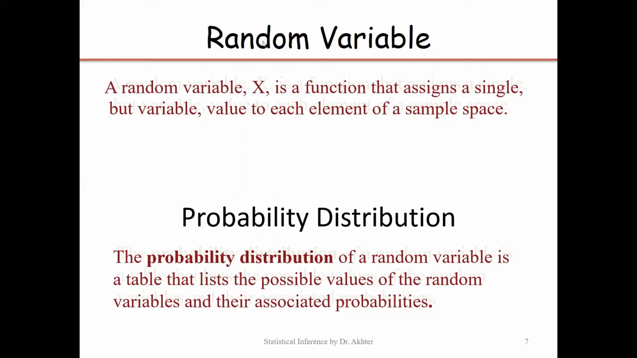This is the formal definition of random variable and the probability distribution. A random variable x is a function that assigns a single value. Single means whenever we have a single value, its probability will be the same or will be changed. And each value of x has a corresponding probability associated with it. So that is the definition of a discrete random variable. Your random variable may be continuous, or your random variable may be discrete.